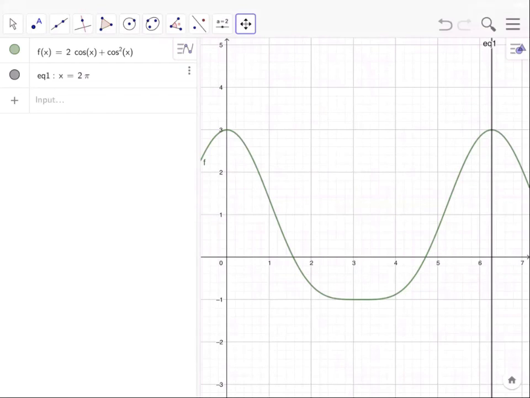We can also see that it's clearly decreasing from 0 to pi and then increasing from pi to 2 pi. And with this information, we can compare with the work we did and be sure that what we computed is correct.